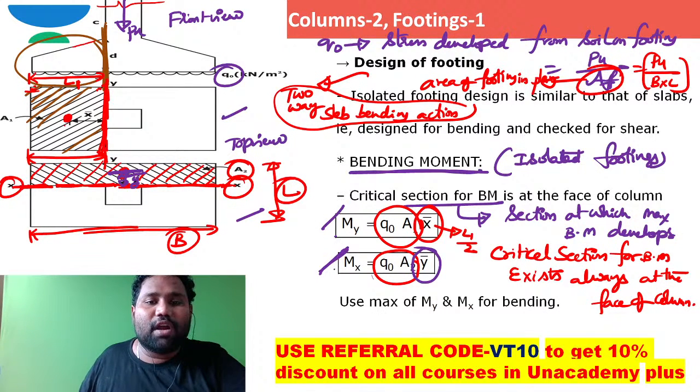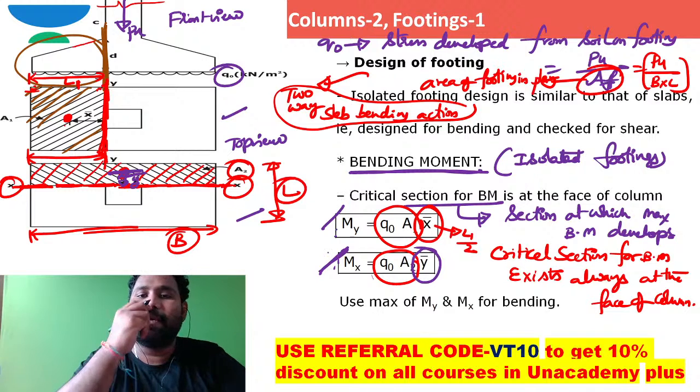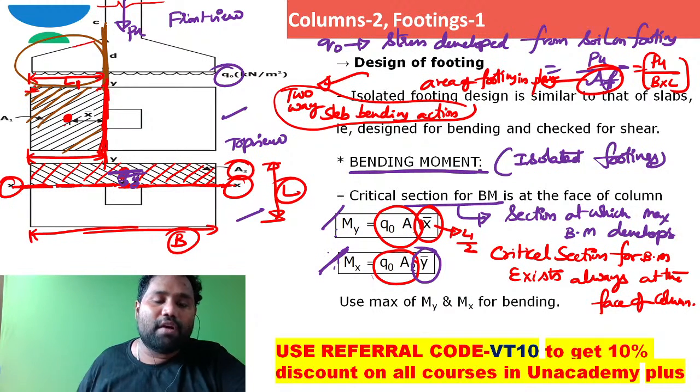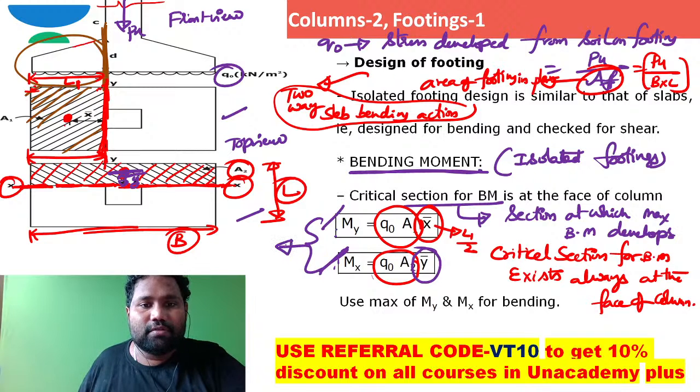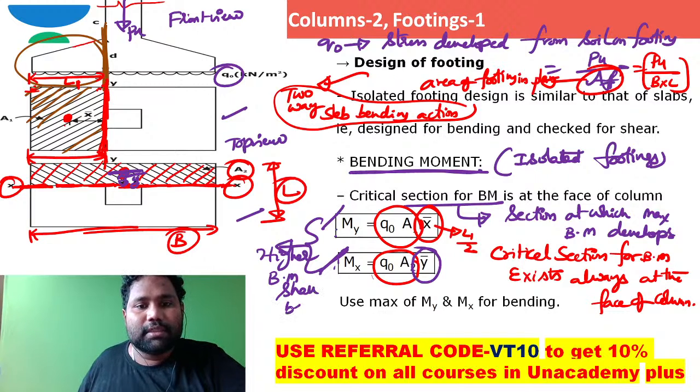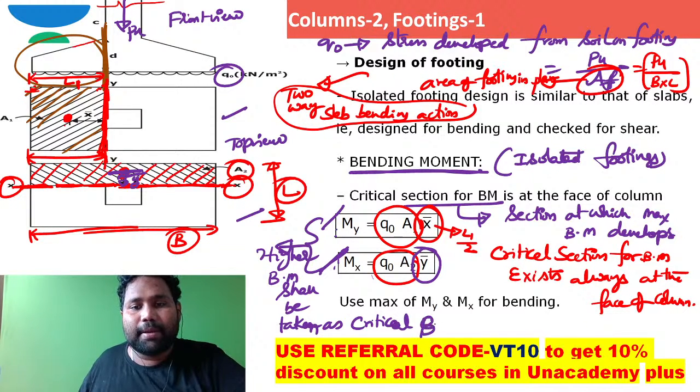Now the question is, sir, out of these two, what shall be taken as the critical section for bending moment? Out of these two, which one is higher? The higher bending moment shall be taken as the critical bending moment.